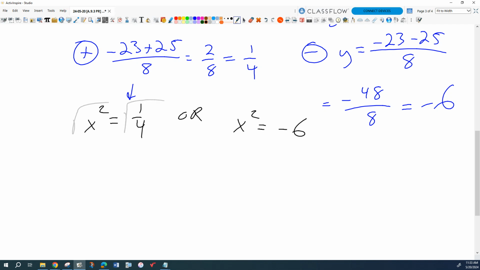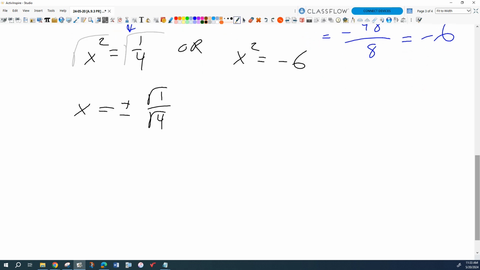Okay, so if I square root x squared, it gives me x. What do I have to include when I square root both sides? Plus or minus. And what's the square root of 1/4? Square root of 1 over square root of 4. Let's split it up, right? Let's always split the square root. Okay. Well, what's the square root of 1? 1. What's the square root of 4? There you go. So I get x equals plus or minus 1/2.